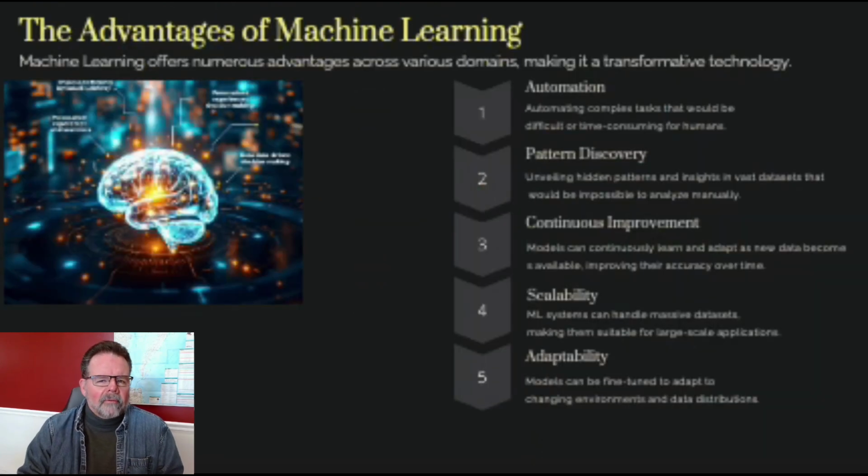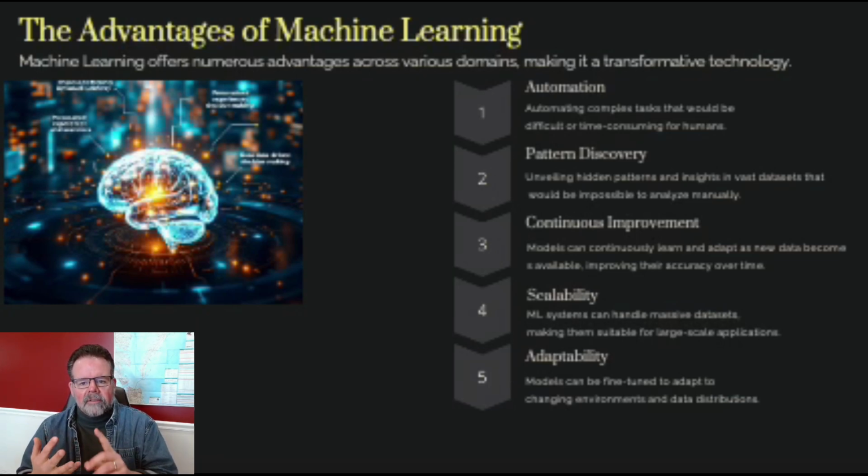Now, why do we have a glowing brain on this slide? Well, what we want to express here is how machine learning enhances our abilities. We see five key advantages: automation of complex tasks, pattern discovery in huge data sets, scalability to handle massive amounts of data, and adaptability for different changing conditions and different tasks. So what we're trying to point out here is that this is an incredibly adaptable, versatile technology.